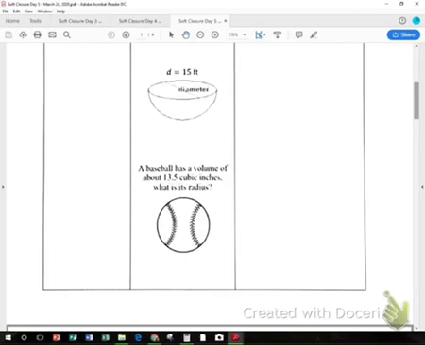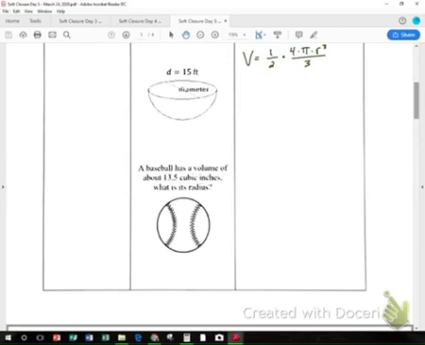Okay, I'm back. So you can just do the whole thing as if it was an entire sphere and then divide by 2, or you can do this. Here's another way to think about it. The volume of a hemisphere is half of the volume of the regular sphere. So half of 4 times pi times the radius cubed over 3.